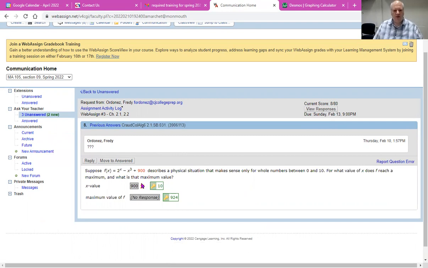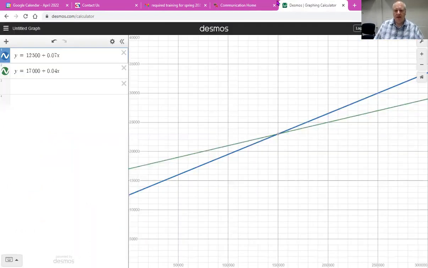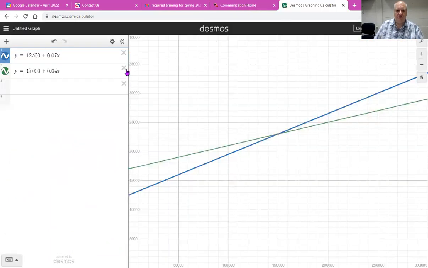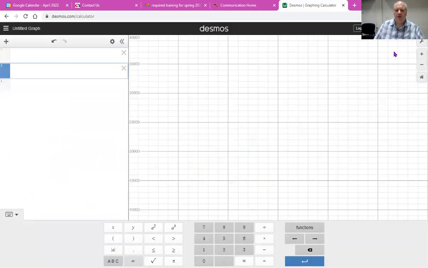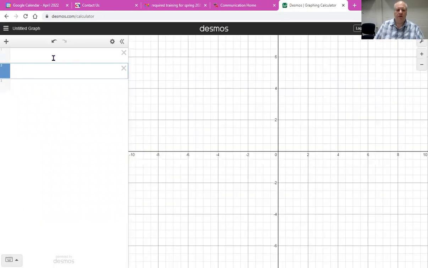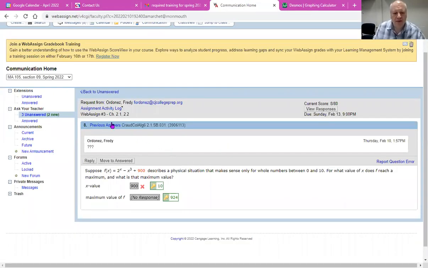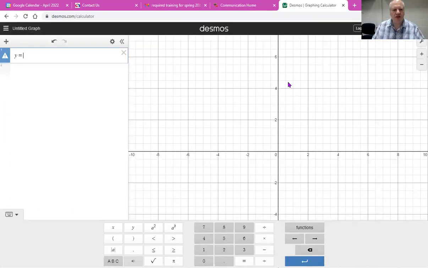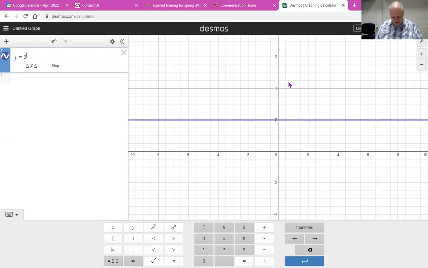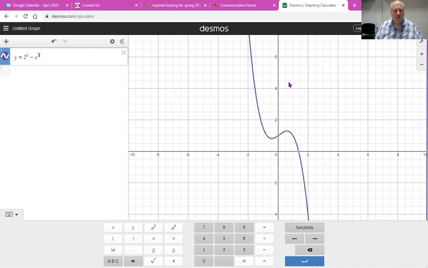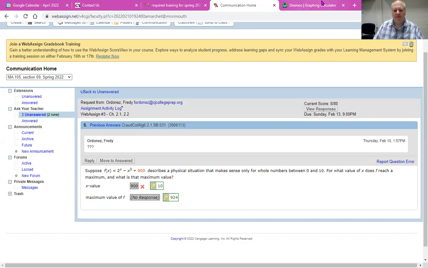Okay, so for this one, the way we'll do it is we'll put it right into Desmos. The formula is 2 to the x minus x cubed plus 900. I have a question. Is that WebAssign 4 or 3 that you're doing? Let's take a look. That would be WebAssign 3. That's WebAssign 3. Gotcha. 2 to the x minus x cubed, and then plus 900.